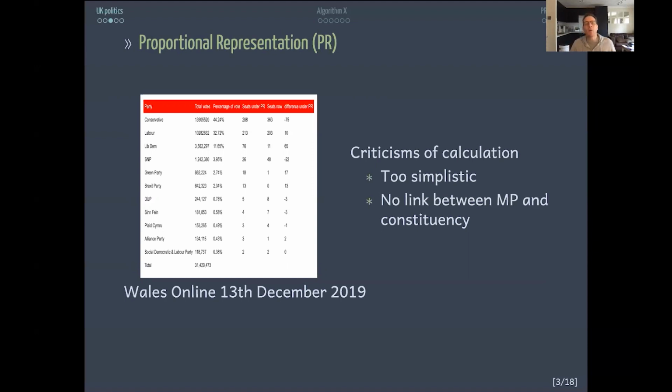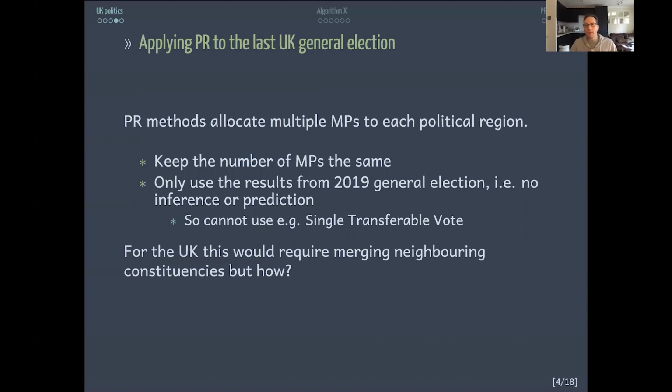I thought, is there a way that I could use the results from the last UK general election, use a PR method to see what those results would have looked like as well? Now, for those people who live in country, excuse me a second.